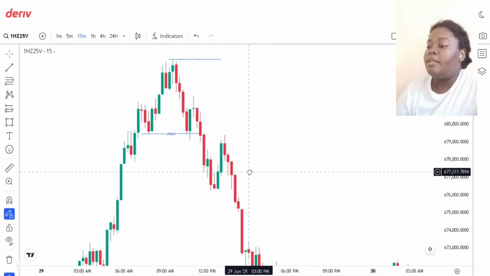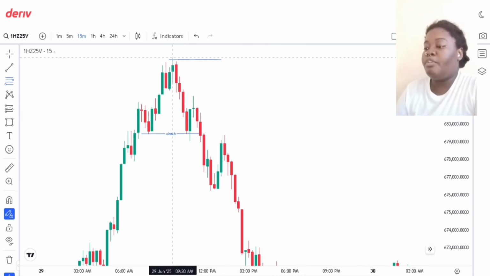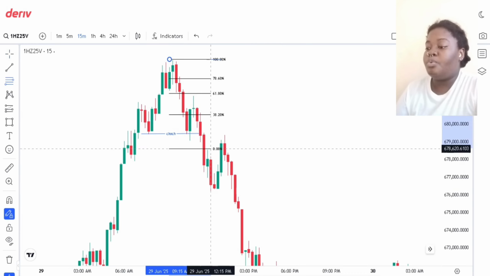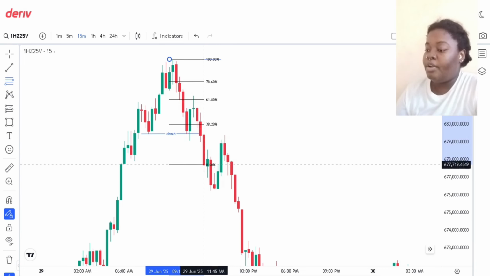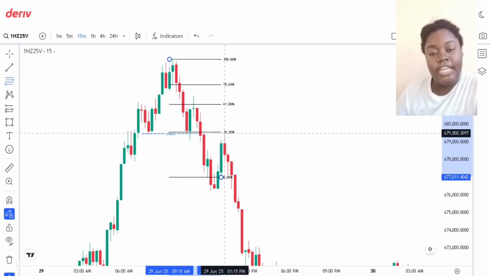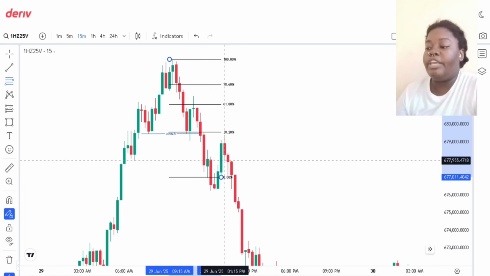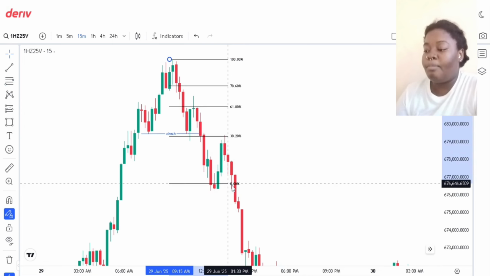So for the break of structure that I'm looking for, I'm going to use my Fibonacci retracement tool from this high to here, and I'm going to wait on a pullback. After the change of character, I'm going to wait on a pullback. All right, so I'm going to wait. I have a 1 candle pullback here. The market did not come up to the 38%, so this is not what I'm looking for. I just leave the market alone and wait on the pullback to happen.